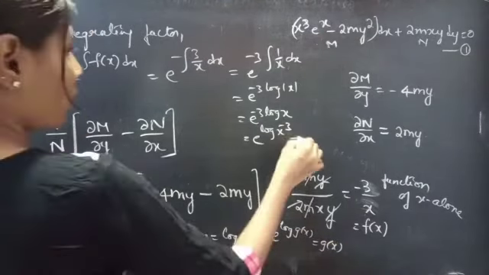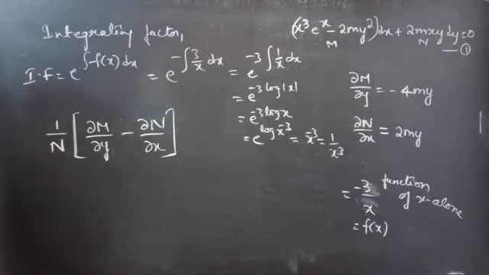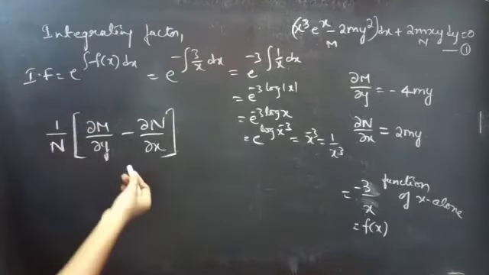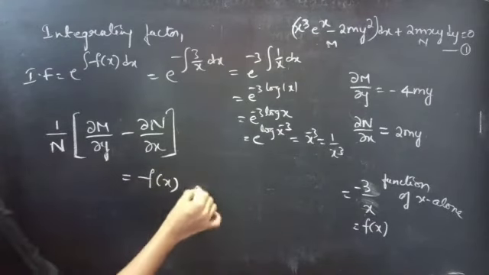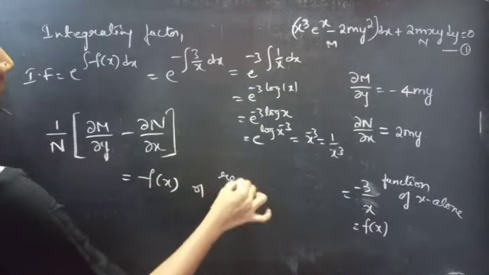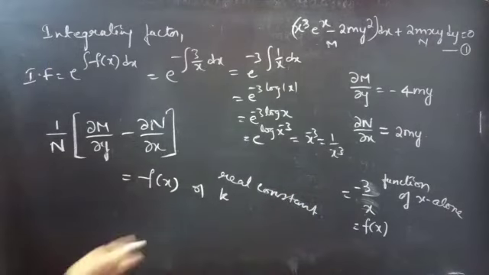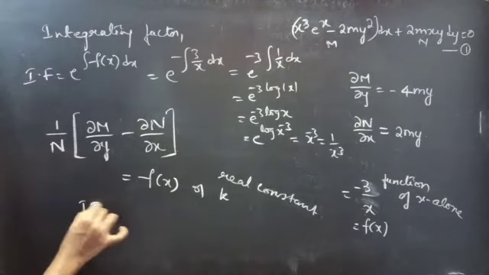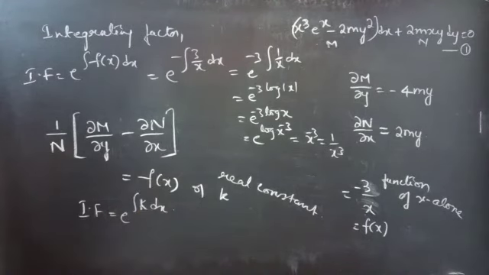See, here we got function of x. So our integrating factor is e power integral f of x. What happens if we get some real constant instead of function of x? By using this formula, we can get either function of x alone or some real constant, say k. If we get real constant k, then our integrating factor will be e power integral k dx.